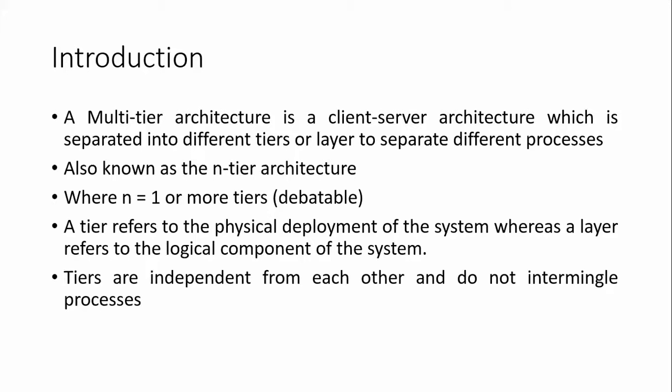It is quite debatable in that matter, where some people have said that a single tier, a two-tier, and a three-tier architecture is completely different from a multi-tier architecture, whereby a multi-tier would consist of more than three tiers. Another debatable statement is that a tier will refer to the physical deployment of the system, whereas a layer refers to the logical component of the system. Again, this is debatable, as some have said that a tier would not necessarily have to run on separate computers, whereby it can run on the same system as well.